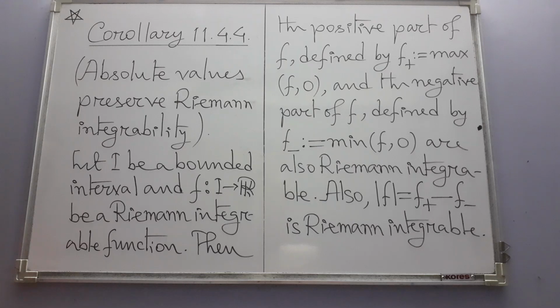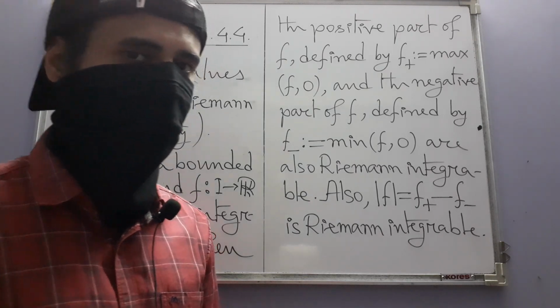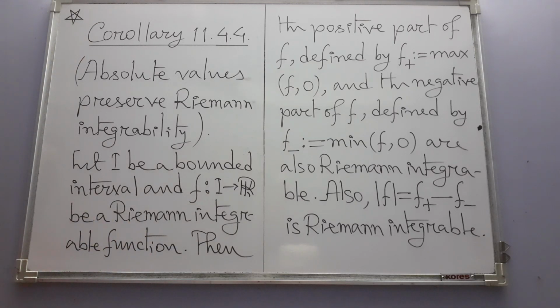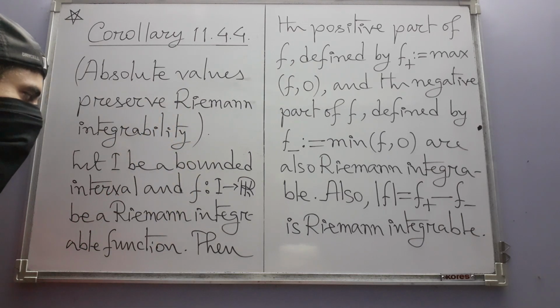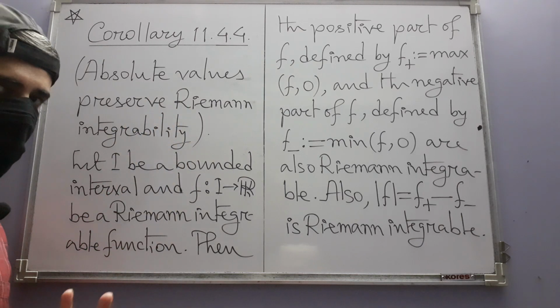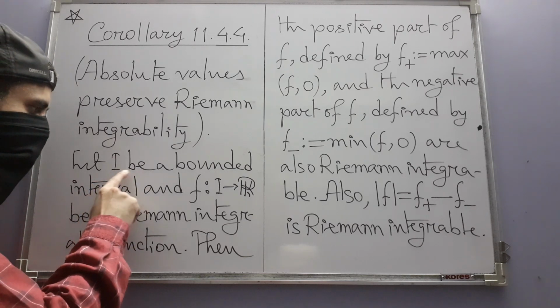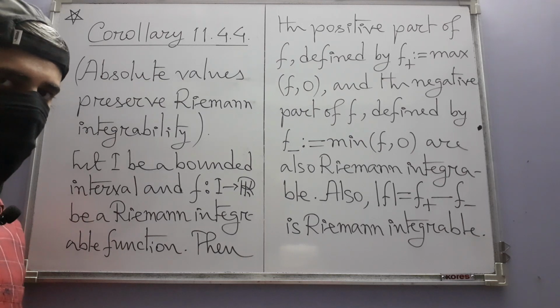Now, a corollary can be immediately derived from that maximum-minimum result. So, let us first see this corollary. It has a name also. It says that absolute values preserve Riemann integrability. And it starts off like how these results start off, with a bounded interval I, and you have a Riemann integrable function f defined on I, real valued of course.